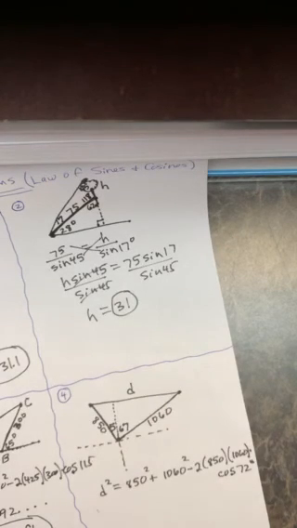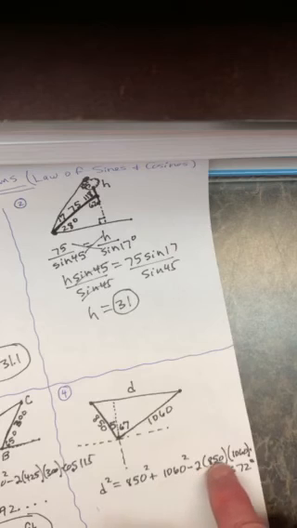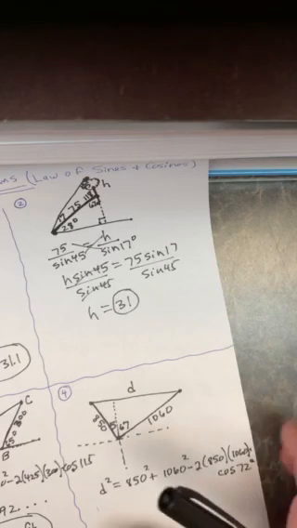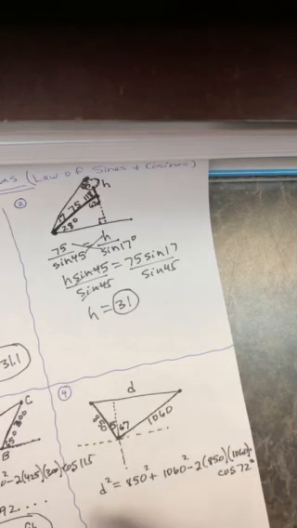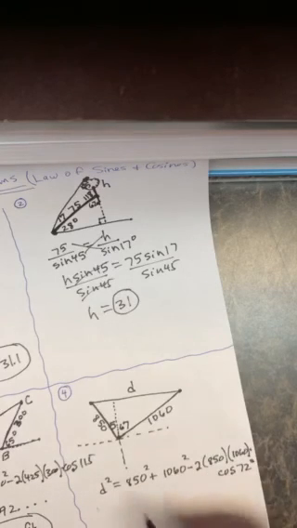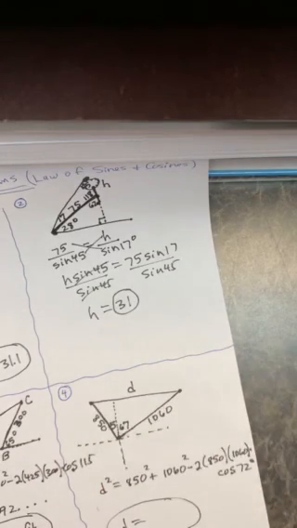Use your calculator. Literally type 850 squared plus 1,060 squared minus 2 times 850 times 1,060 times the cosine of 72 all on your calculator. Of course, since it's d squared equals that big number, you would square root both sides and see if you can tell me the total distance between the airplanes when they're done flying after 2 hours.